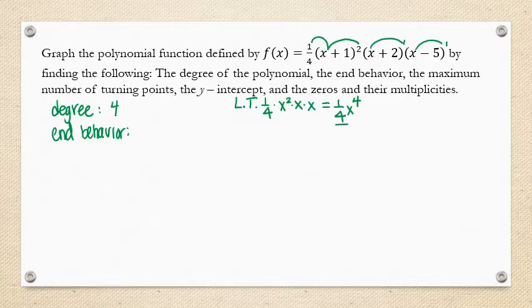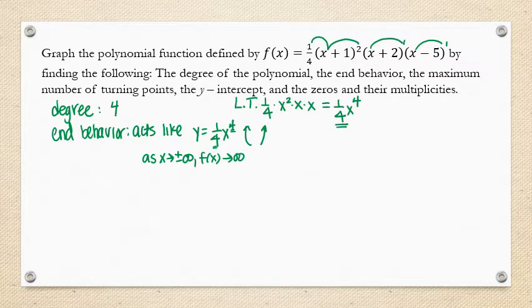The end behavior is going to act like that leading term. So the end behavior is going to be like y equals 1/4 x to the 4th power. So this is an even powered function with a positive coefficient. So that means it's going to look like that. In other words, we can notate that more mathematically as x approaches positive or negative infinity, your function is approaching infinity.